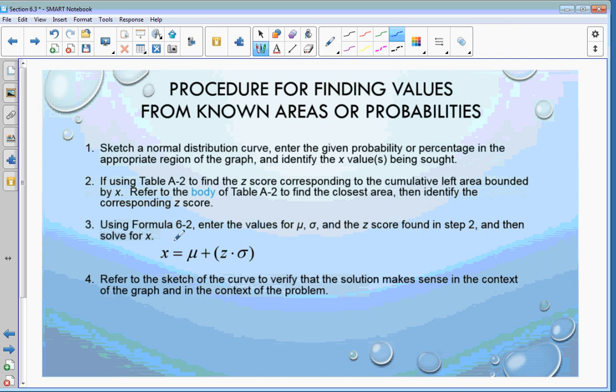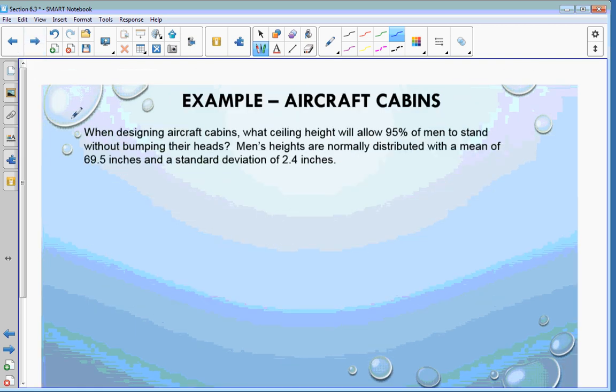This formula, I'll be honest, I never use this formula. It's just a manipulation of the other formula we've been using that says z is equal to x minus mu divided by the standard deviation. If you remember this one formula, you don't have to remember the other one. They're all the same. I just solved for x. Refer to the sketch that you've made and verify the solution makes sense. And that gives you a key as to whether you've got the right area and the right side.